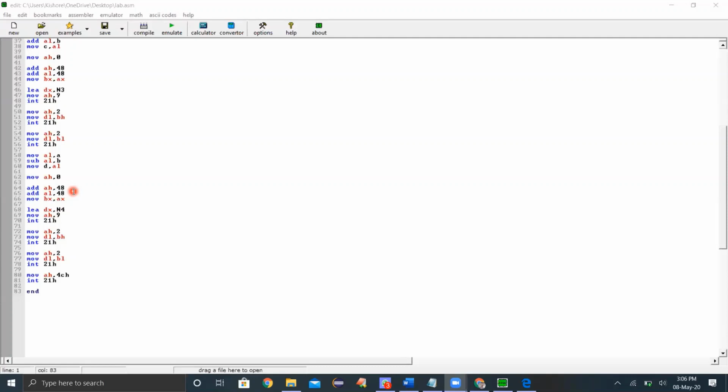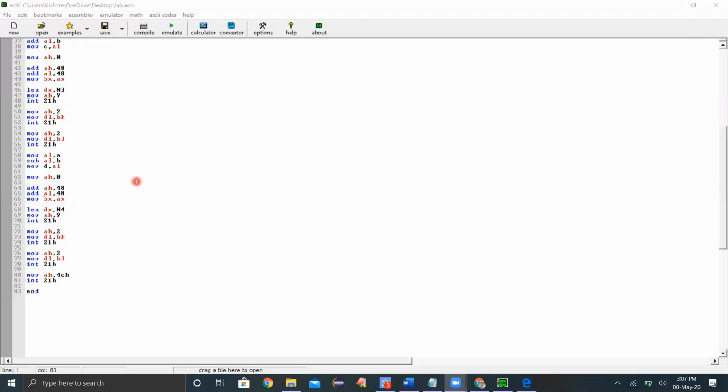So AH comma AL means the higher order and lower order digits are combined. Now it is converted, because the subtraction value is stored in AX. That value is stored in BX by using MOV BX comma AX.